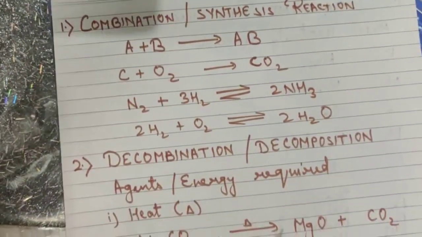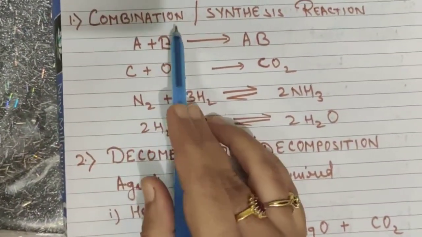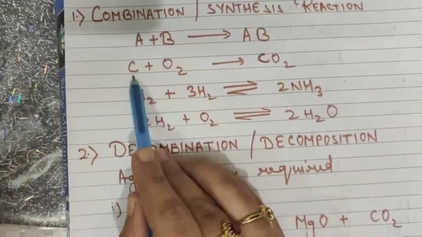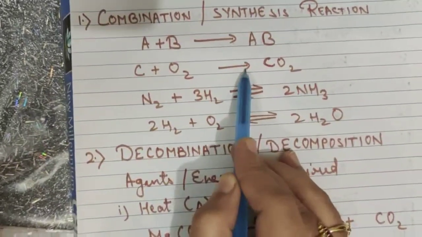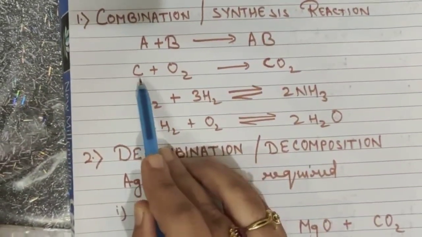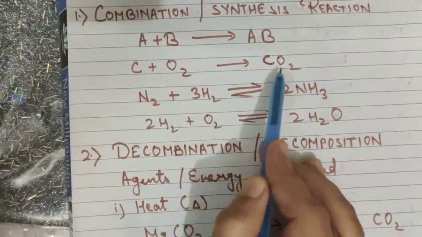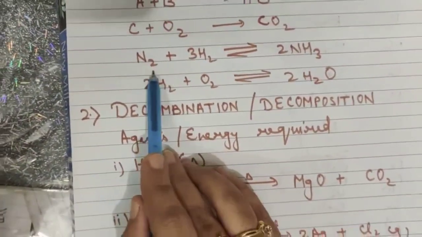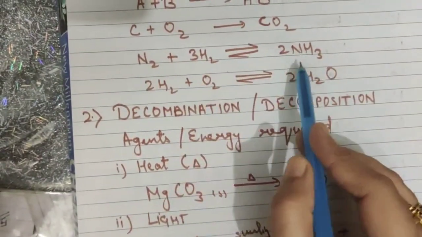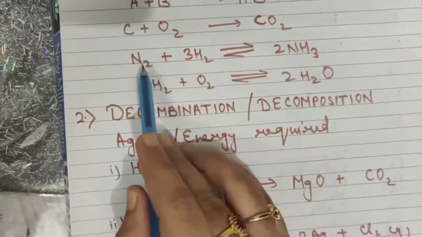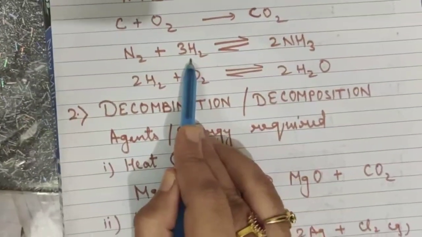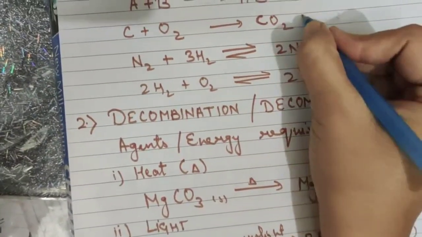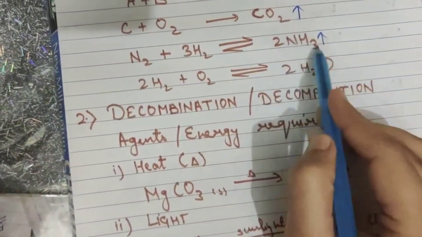Here are some simple examples of this type of reaction. First is C plus O2 gives CO2. Here C is combining with O2 to produce carbon dioxide. Another example is N2 plus 3H2 produces 2NH3. Here also two reactants are combining together to produce a single product. Since the product is gaseous, I'm using this sign here.